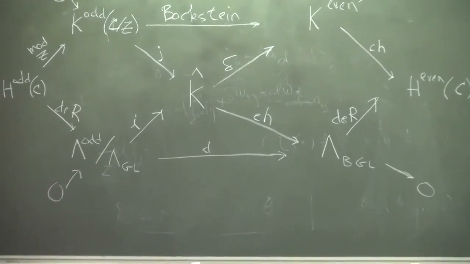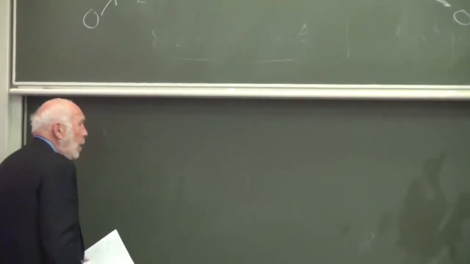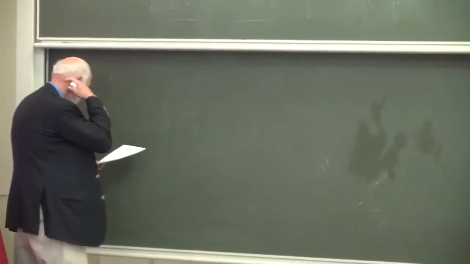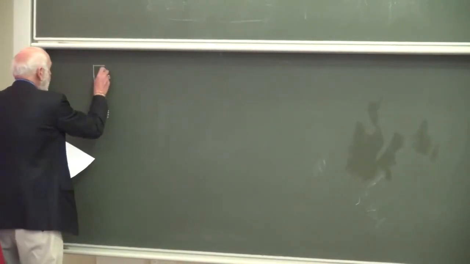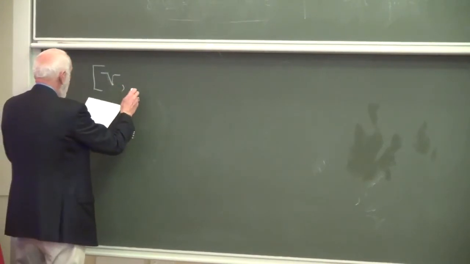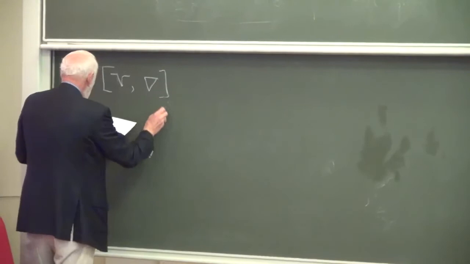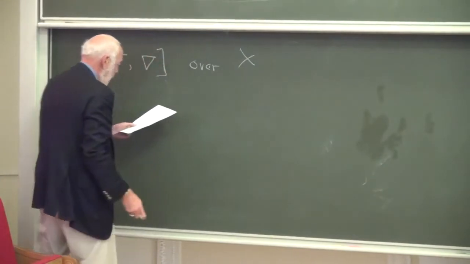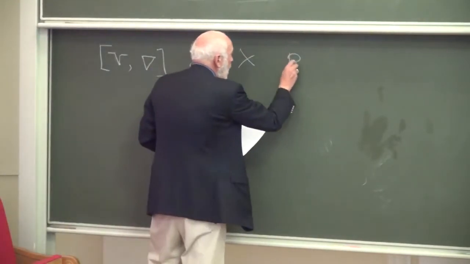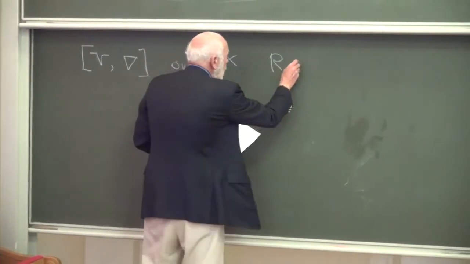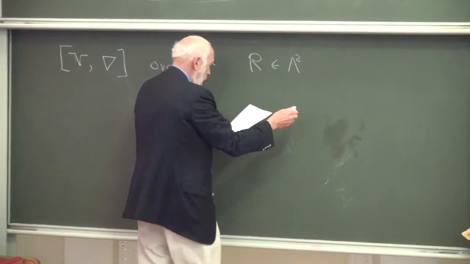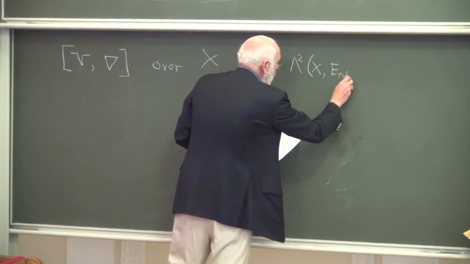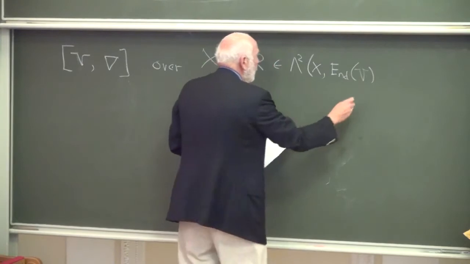Anyway, so I want to give the notion of what we call a structured bundle. So these things in the middle are all vector bundles with extra structure. So if I have a complex vector bundle V with a connection, which we'll call del, over X, we'll let R, contained in wedge 2 of X with endomorphisms of V, be the curvature.